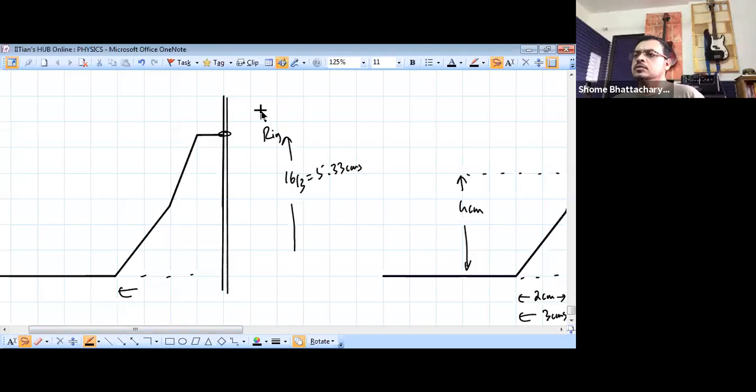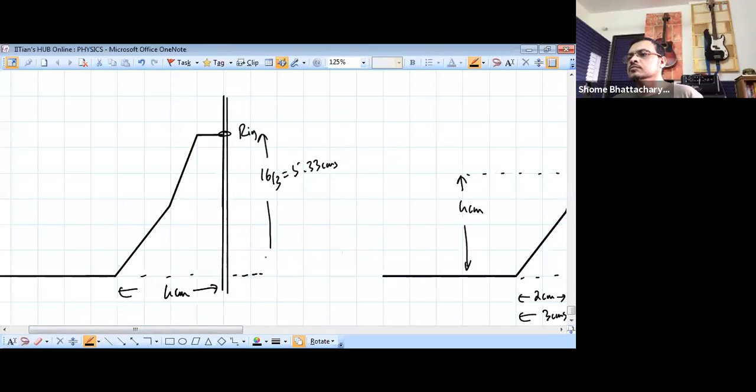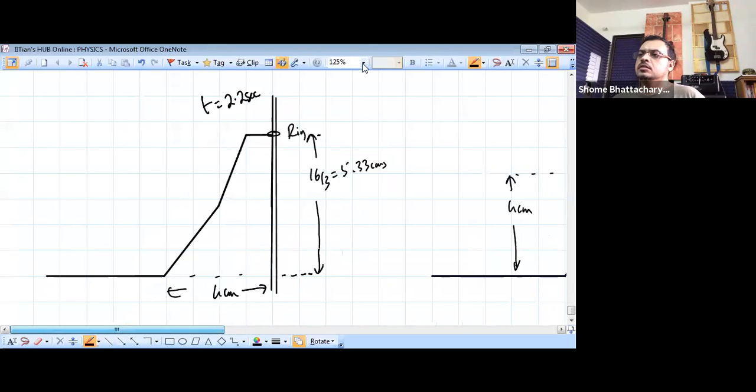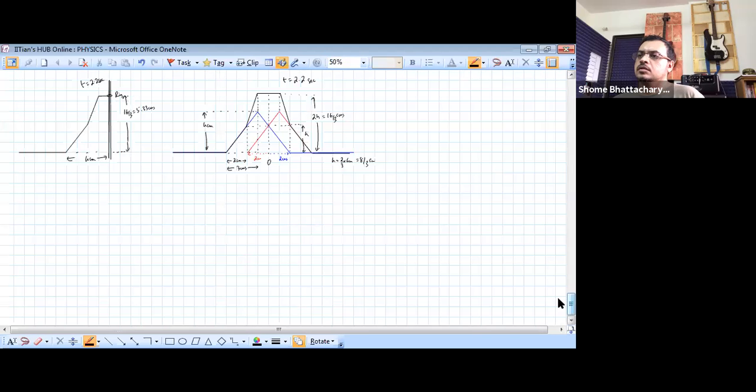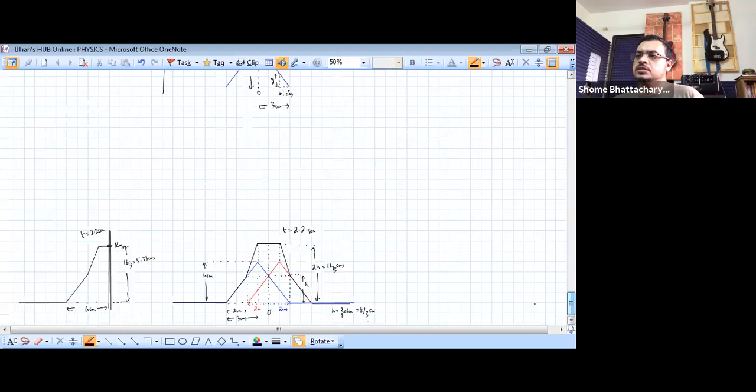Right. So I have done with this now. Right. So this is the position of the medium at 2.2 seconds. So from this shape, it goes to this. And at 2.3 seconds, you will see that they will perfectly overlap. And it will become that half triangle, that right angle half triangle with a peak value of 8 centimeters.